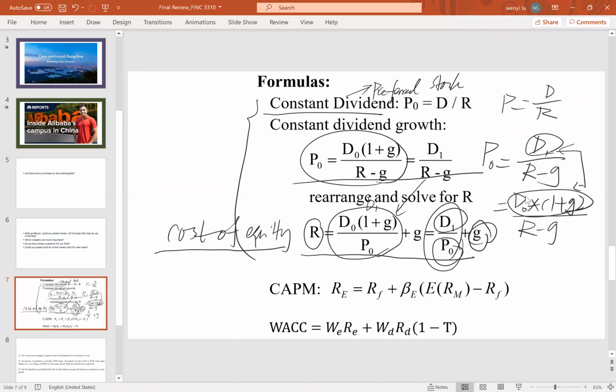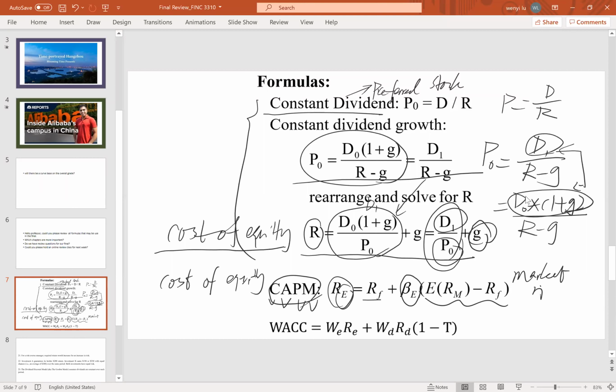For the cost of equity, we also have another formula. If we don't see the dividends growing, and also some companies don't pay any dividend, we will use the capital asset pricing model, or CAPM. This model tells us the cost of equity for the common stock: the risk-free rate plus the beta for this company, times the market risk premium.